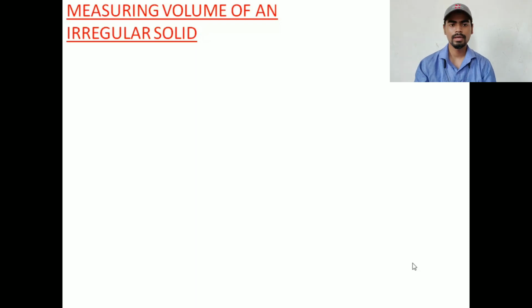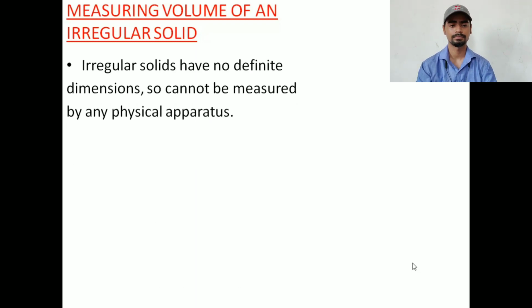But what if we have an irregular solid? In that case, how are we going to measure it? Let us discuss that. An irregular solid has no definite shape, or no definite dimension. As a result, we cannot use any physical apparatus for measuring the length, breadth and height.